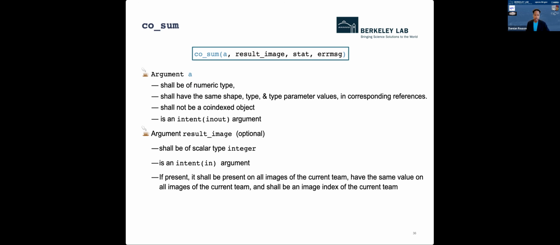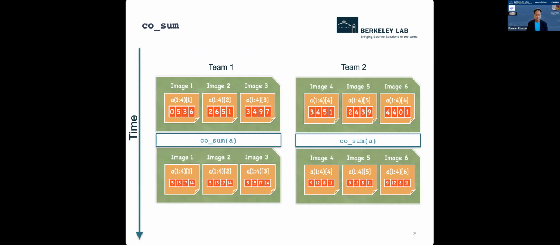So the argument is intent in out, meaning the value coming in matters, and it will change, or could change, the value on output. And the argument result_image, we've talked about a bit, that's intent in, so it doesn't get changed. Let's look at how this operates. So time going downward on the left there. We can see two teams executing co_sum here, and the co_sum only happens within a team.